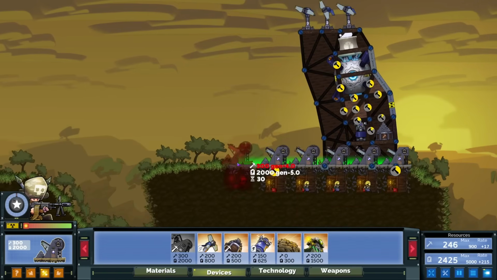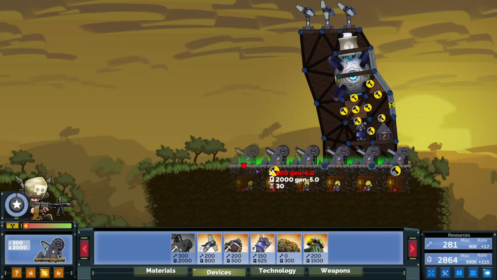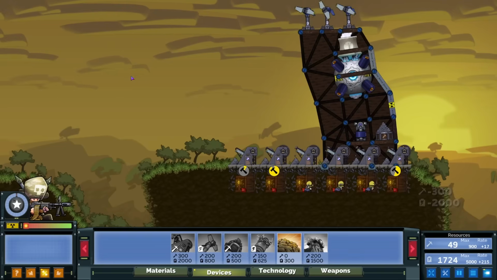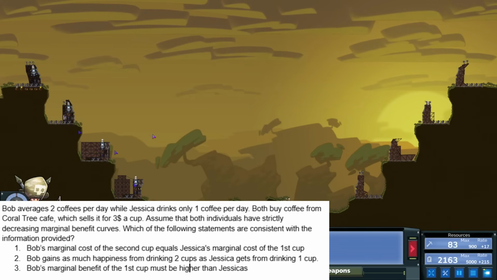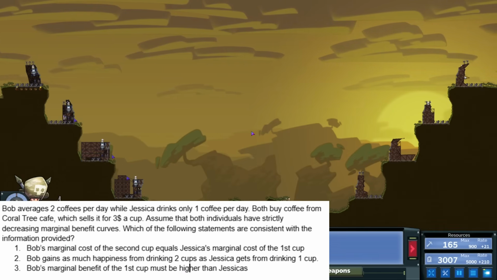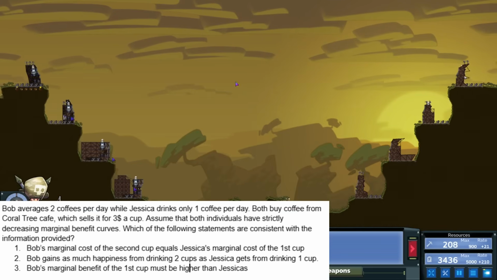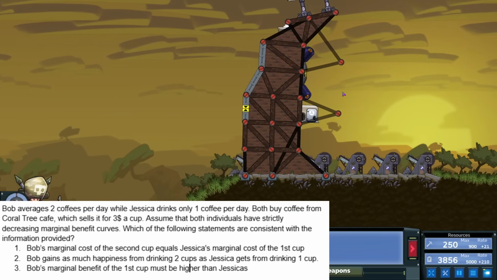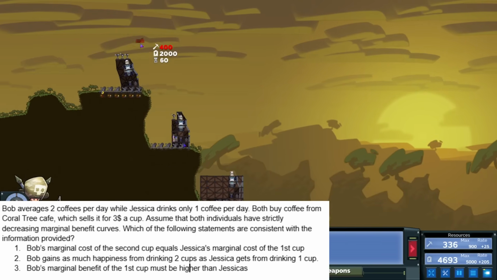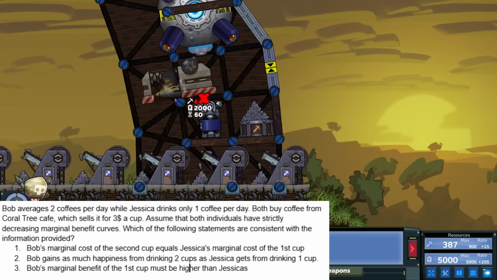So I recently had an economics midterm, and during this midterm, I came across a really interesting question. The question goes like this: Bob averages 2 cups of coffee today, while Jessica averages 1 cup of coffee today. They both buy them from the same coffee shop. They always cost $3. And assuming that most individuals have a decreasing marginal benefit curve, which of the following statements are consistent with the information that the question provides?